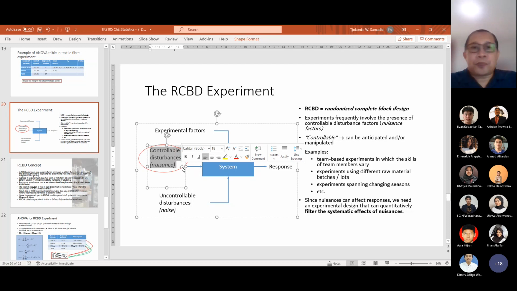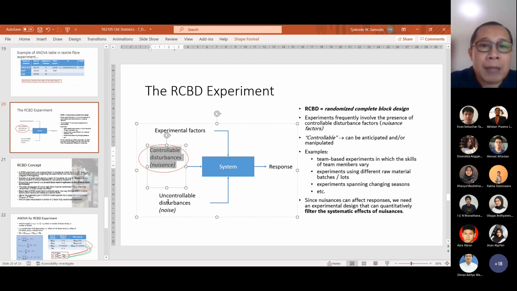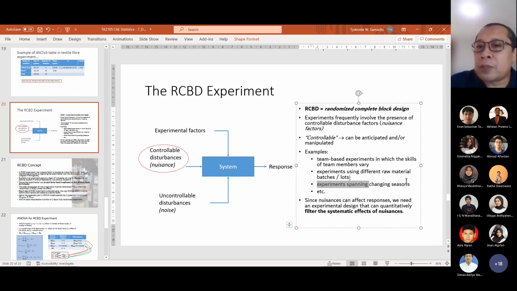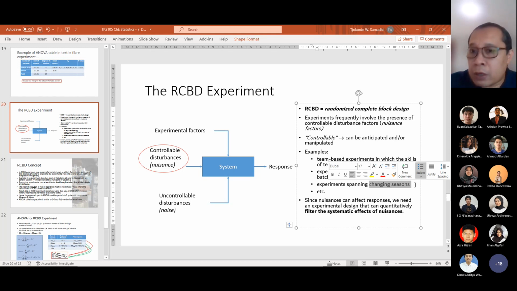So the bottom line is these nuisances are factors that we know impact our response in a systematic manner, but we're just not interested in them as experimental factors. It could be changing seasons, for example. You're doing an experiment on drying, and you can imagine that performing a drying process in the dry season versus the rainy season will give you a significantly different result, right? Unless you do something with your drying air, that is.